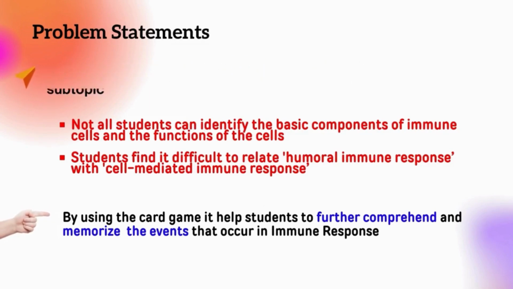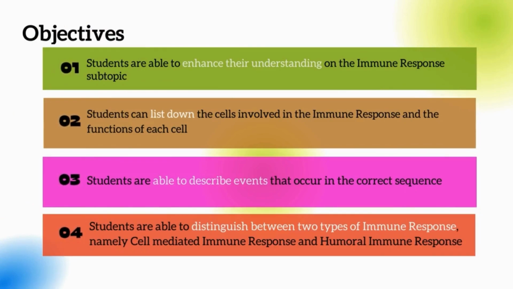In this project, we targeted 4 objectives, which are: Number 1, students are able to enhance their understanding on the immune response subtopic. Number 2, students can list down the cells involved in the immune response and the functions of each cell. Number 3, students are able to describe events that occur in the correct sequence. And number 4, students are able to distinguish between 2 types of immune response.